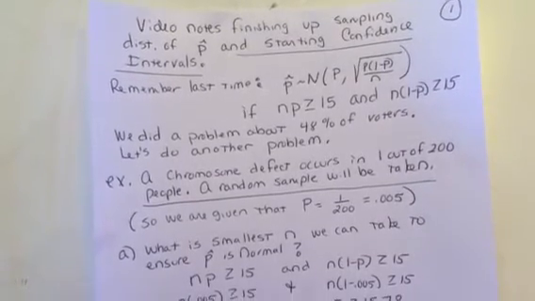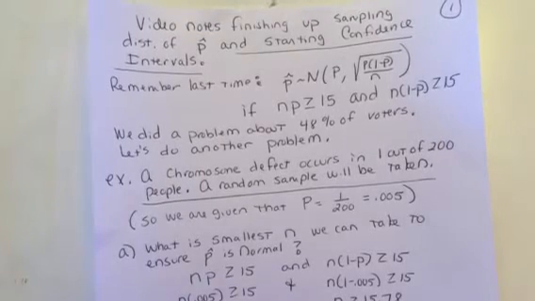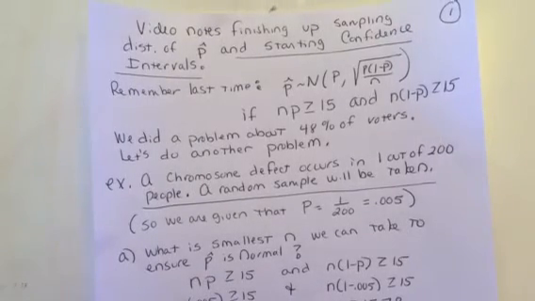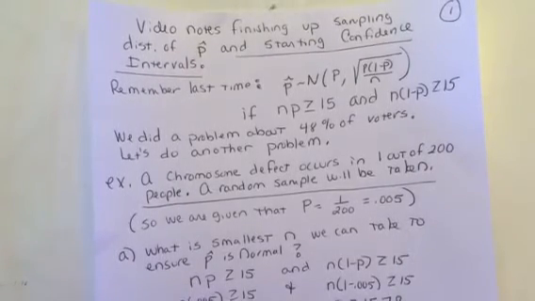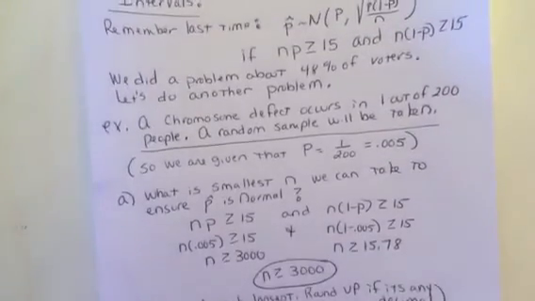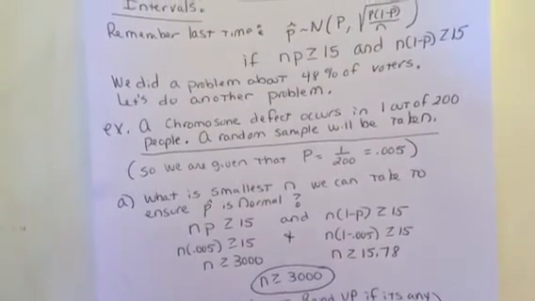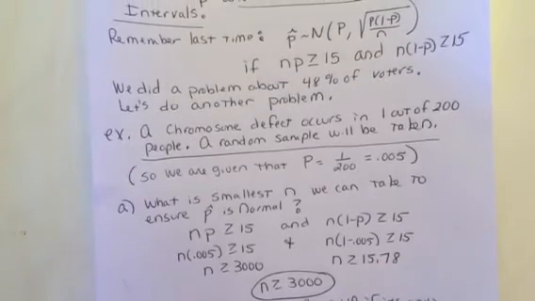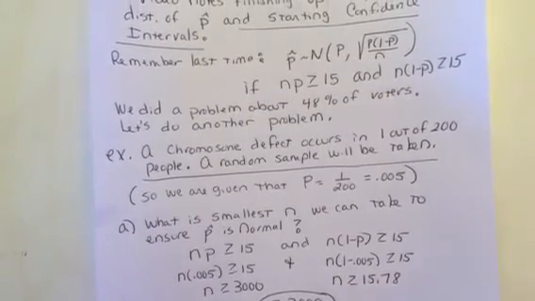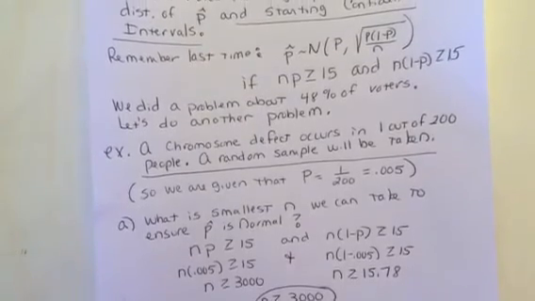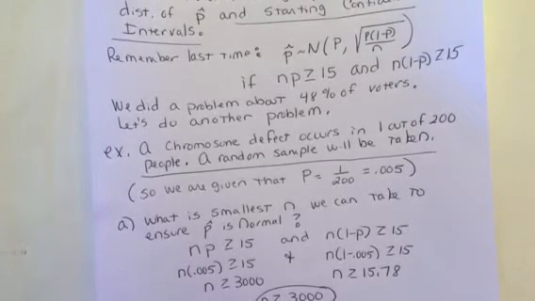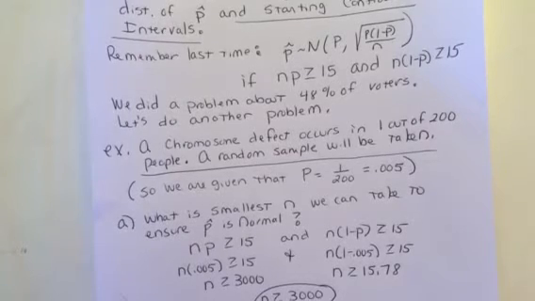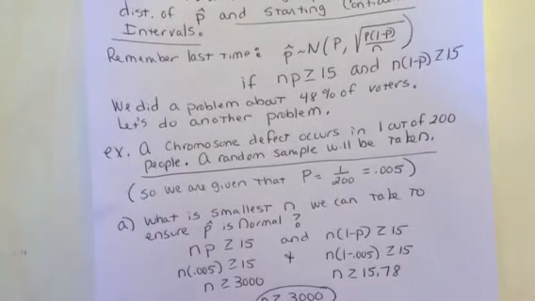So let's do another problem. And through this problem, I'm trying to do a couple of differently worded questions that I know that you will see on your homework assignment. So let's say a chromosome defect occurs in 1 out of 200 people. A random sample will be taken. But sometimes in real life, especially if something's rare, and 1 out of 200 is pretty rare, we need to make sure we're going to take a big enough sample. We don't want to take too much because of time and money.